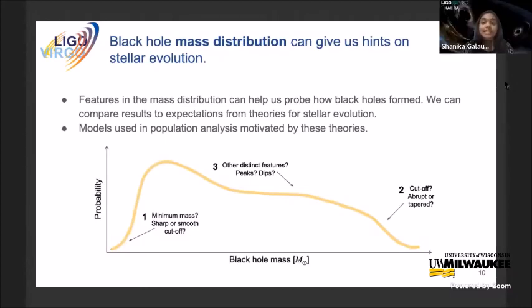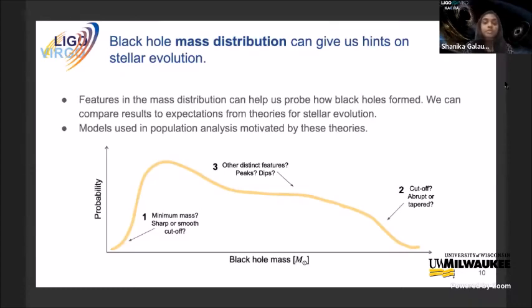So in this section, I'll be talking about the mass distribution of binary black holes. By studying the 44 confident detections of binary black holes, we can uncover what the mass distribution looks like for this population. And this distribution can give us insights on some stellar evolution processes and how black holes form.